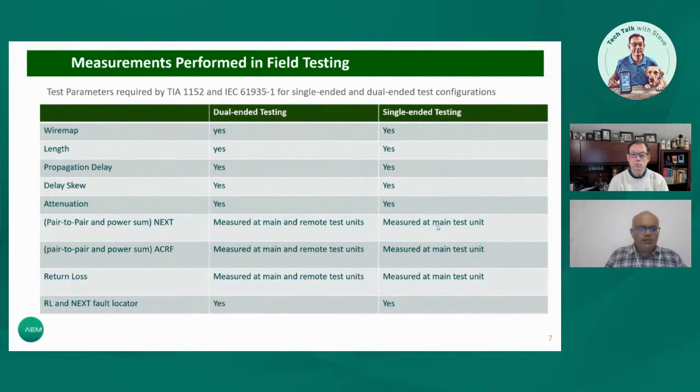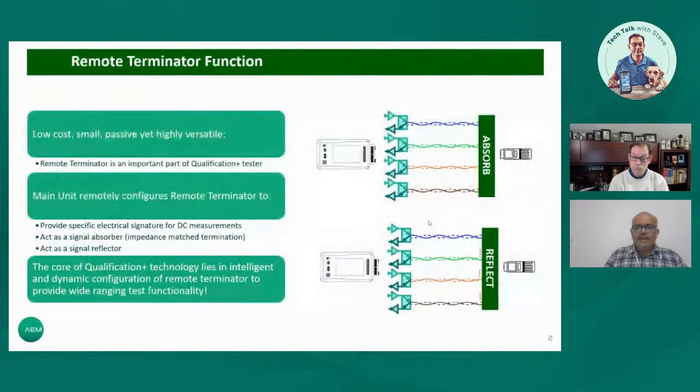As I discussed, the fault locators are present with the same performance in both types of testing. Okay, so with that, let me share how it is done. Basically, how testing can be performed for all parameters with only one end.